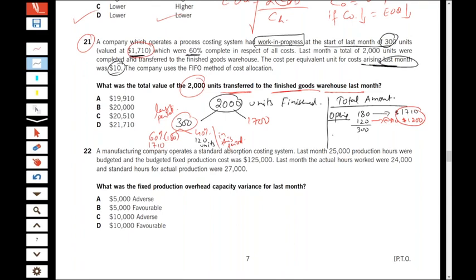And the remaining 1700 current, because 300 units are from opening stock. 1700 multiplied by $10, that will be 17,000. The total value you can calculate. That's 19910. It is the total value transferred to the finished goods. Because 300 units were previously completed at 60% at 1710. So naturally the 40% amount will be completed in this process, whose value is $10.